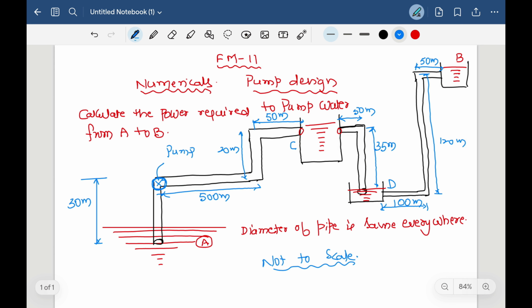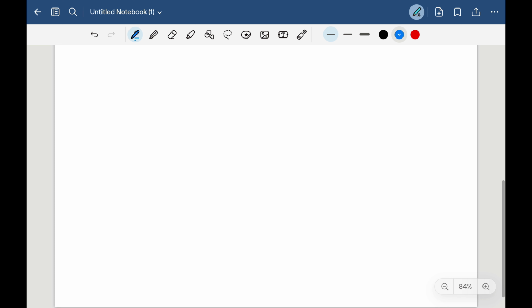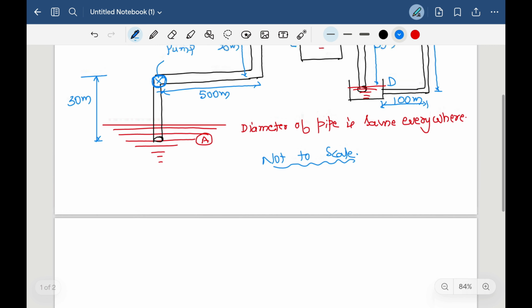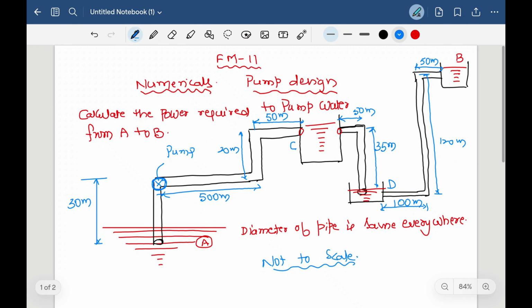I have given the diameter of the pipe is same everywhere, a general statement I made. Now you tell me, what are the things required for designing this pump? Just think over now. Let us see. What happens when the pump sucks from the underground level?